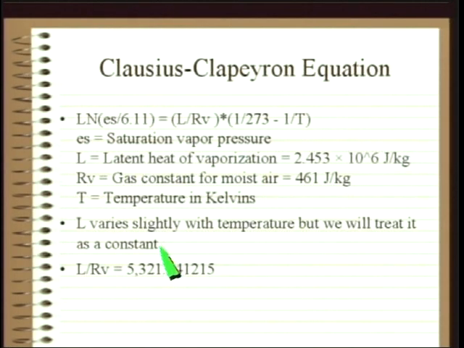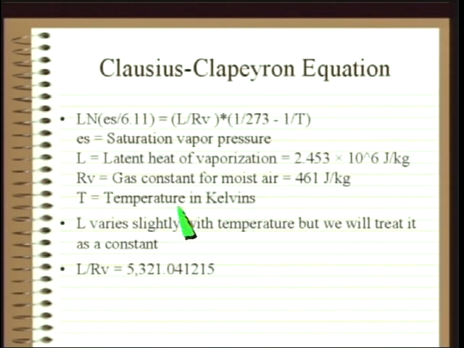The e sub s value is the saturation vapor pressure. The L is the latent heat value of vaporization. This value does vary slightly with temperature, but in this class we're going to hold it as a constant to keep things simple. It's 2.453 times 10 to the 6 joules per kilogram. RV is the gas constant for moist air, 461 joules per kilogram.